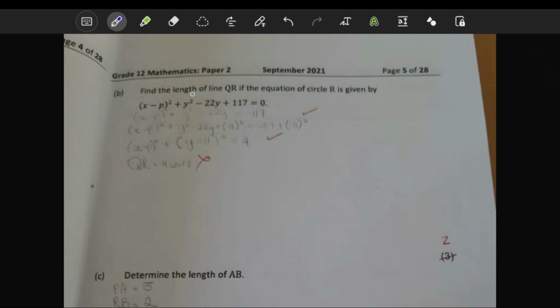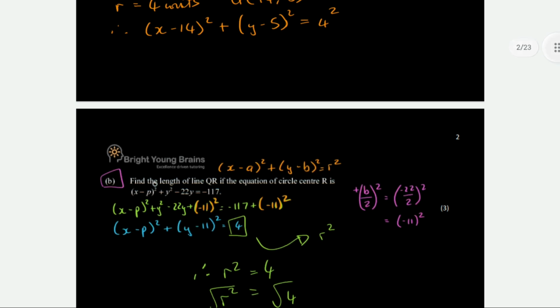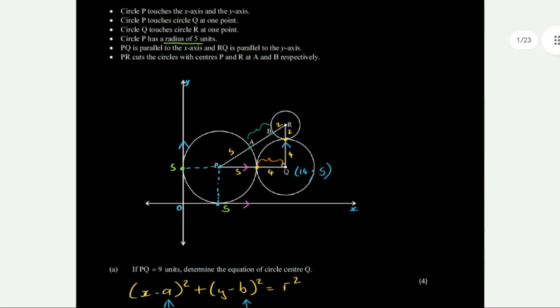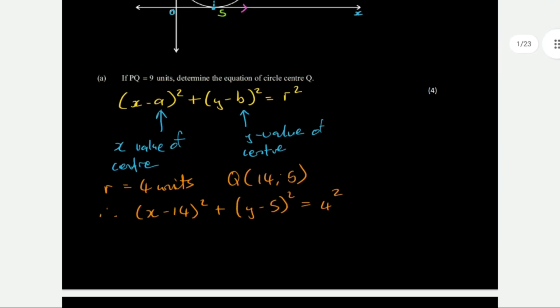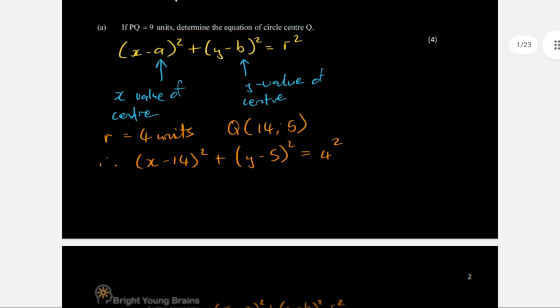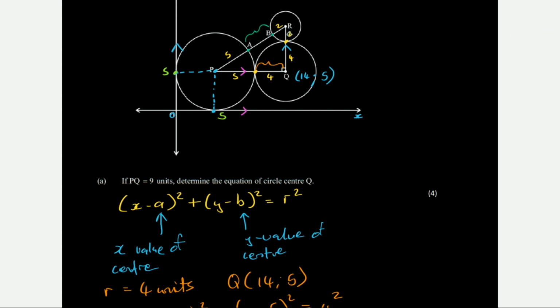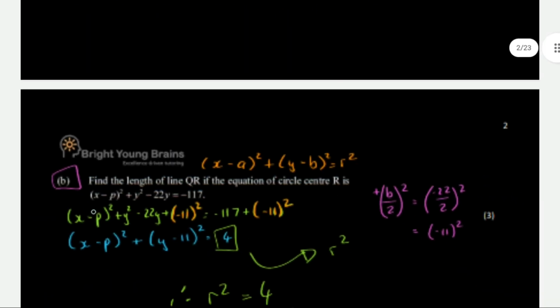They said here, find the length of QR if the equation of R is given by this. Let's see if it's the same question here. Yep, find the length of QR if the equation of the circle R is this. Q is over here, R is up there. They gave you the equation of the circle with center R. We know the radius is 2 by putting this equation into standard form.